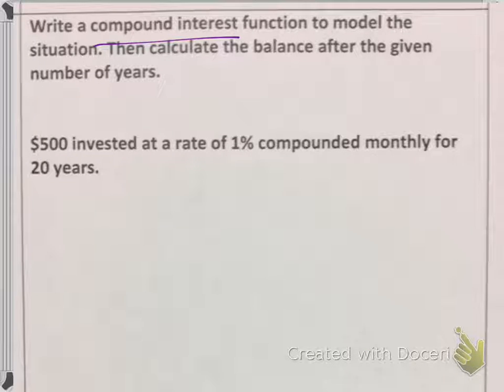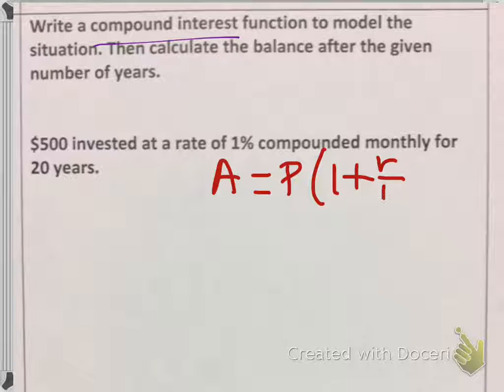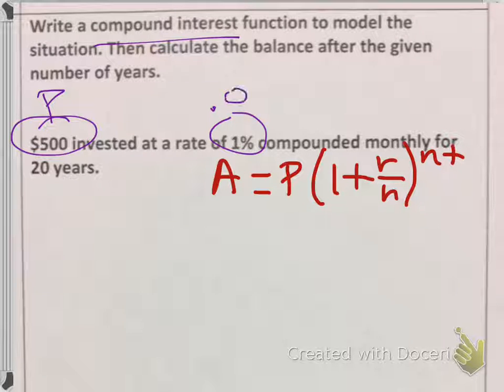Again, we're writing a compound interest function, so we're filling out the compound interest formula, and then we're going to figure out the balance after the given number of years. So the formula, again, if you remember, is A equals P times 1 plus r over n to the nt. And we just have to plug our information in there. So it says $500 is invested, so that's our principal, at a rate of 1%, which is going to be 0.01 for our r. Compounded monthly, that's 12 times per year because there's 12 months in a year, for 20 years.